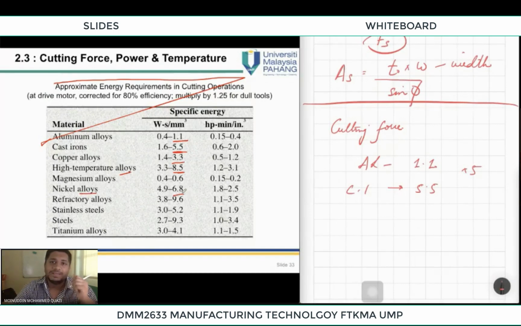That is why for nickel alloys, serrated chips are formed, because they are very, very hard and a lot of energy is required. For titanium alloys also, serrated chips are formed. And steel, you can see how difficult steel is, 9.3, almost 9 times higher. So these are the specific energies which are required for the cutting operation of different materials.